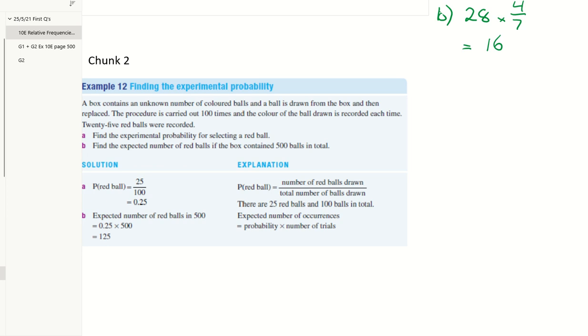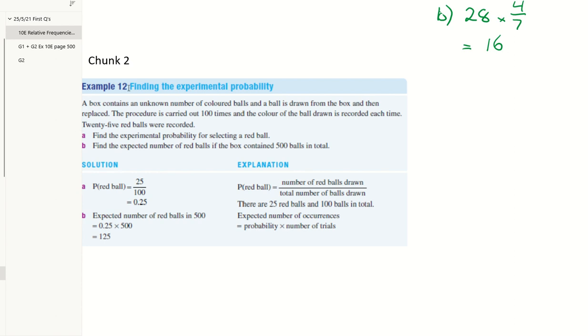This is chunk 2, or the second half of experimental probability. In the first one, they gave us the experimental probability, and then we were asked to estimate how many occurrences we would have for a certain number. In this one, what it's asking us to do in the first place is to find the experimental probability. So we're going to be doing exactly the same. Let's have a look at this example.